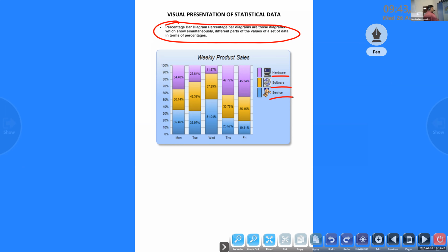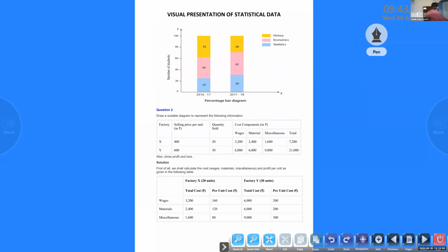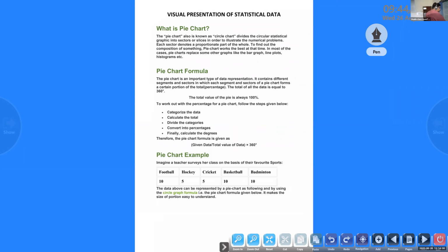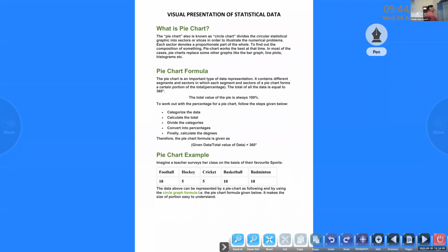Okay, so if any doubts are there, you have to inform me. We will discuss that again, no problem. Okay, so we are moving forward to some questions. Okay, before questions, we want to complete pie chart. Another graphical presentation, you know, that is pie chart. Pie chart is otherwise known as the circle chart, right?